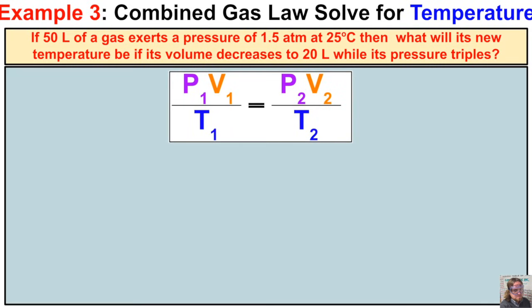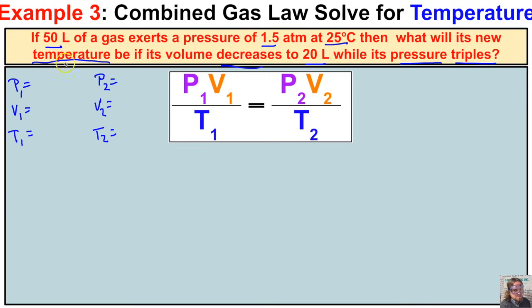In this third example, it says if 50 liters of a gas exerts a pressure of 1.5 atmospheres at 25 degrees Celsius, then what will its new temperature be if its volume decreases to 20 liters while its pressure triples? So if we take a look right here, let's figure out what's going on. Let's go ahead and label all these little variables that are in this word problem, and then we can go from there. So here we go. Let's take a look at what's happening in this little word problem.